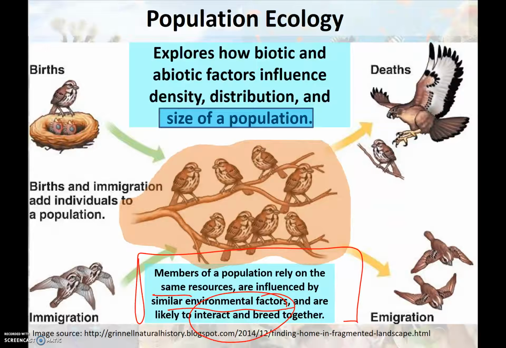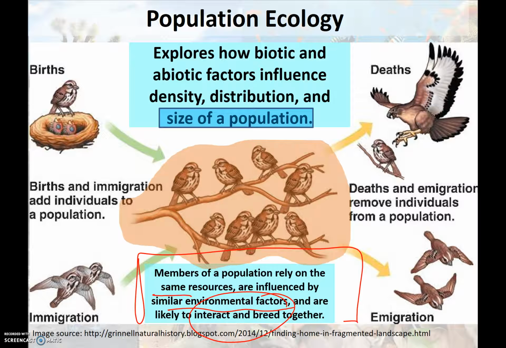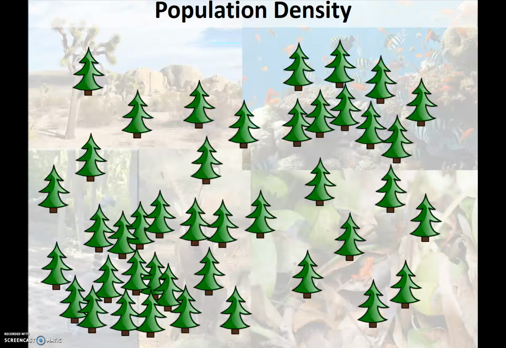So size of the population is affected by those 4 factors in terms of size. Now, in box 3, if you could summarize population ecology. Now, our next thing to talk about in terms of population is density.